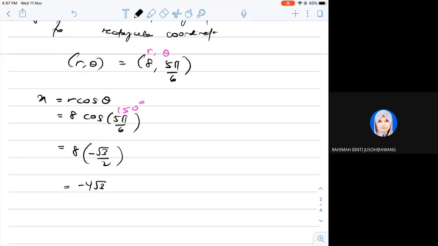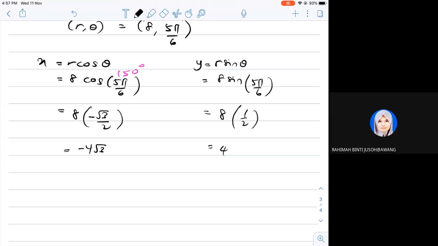And then we have y equals r sin theta. So y equals 8 sin 5 pi over 6. Therefore, we will have 8 multiplied by positive 1 over 2. For 5 pi over 6, we get positive 1 over 2, so times 8, we get 4. So therefore the answer is x, y equals negative 4 square root 3 and 4. Okay, that's very simple.